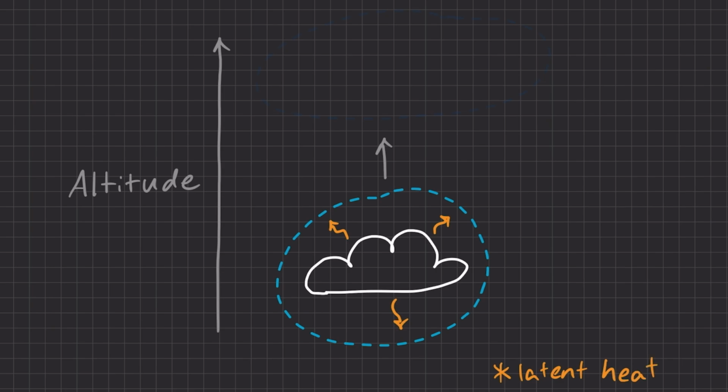But the parcel will still be cooled as it rises and expands. This latent heat that's released through the condensation is the energy that will go on to power a thunderstorm if one forms. The air parcel will no longer continue to rise once its temperature is cooler than the surrounding air.